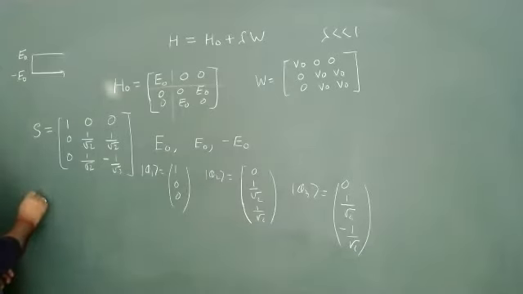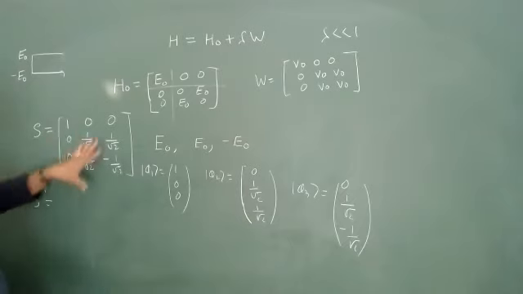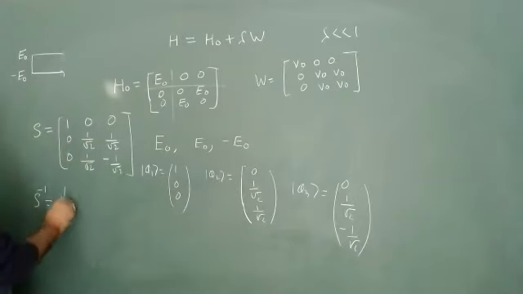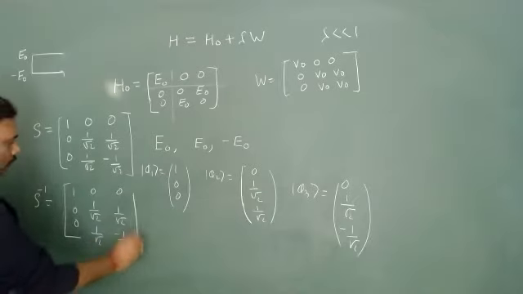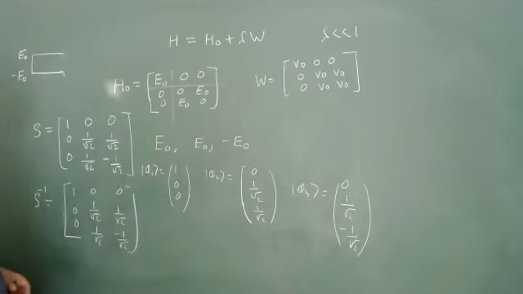What about my S dash vector, the S inverse vector? You will see that this will be exactly the same. So there is not any problem. I can write it a little bit bigger. So this will be 1, 0, 0, 0, 1 by root 2, 1 by root 2, 0, 1 by root 2, minus 1 by root 2. So I have this S inverse matrix.